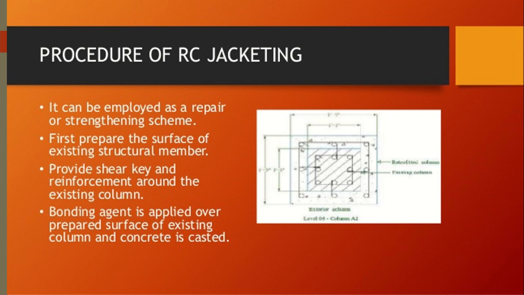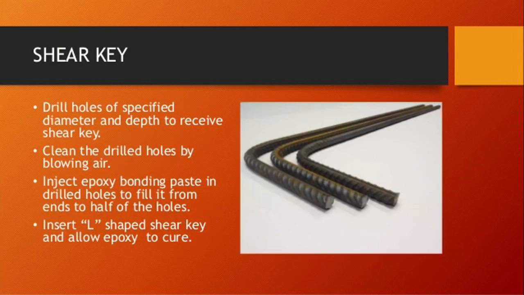First, prepare the surface of the existing structural member. So first we have to clean the surface of the existing structural member. Then we have to provide a shear key and reinforcement around the existing column. Then a bonding agent is applied over the prepared surface of the existing column, and then the concrete is cast.